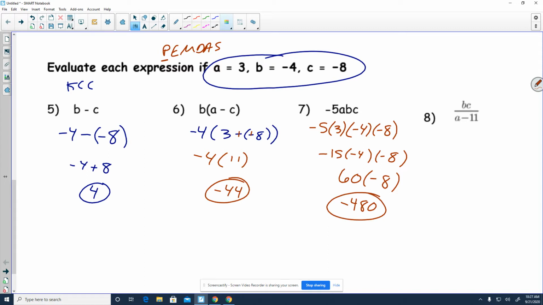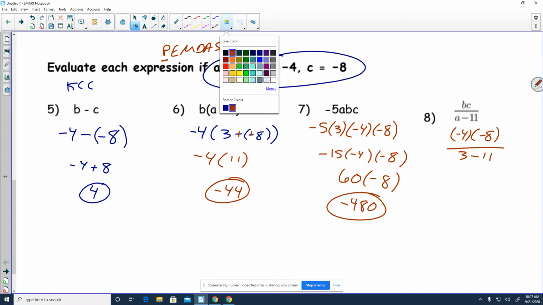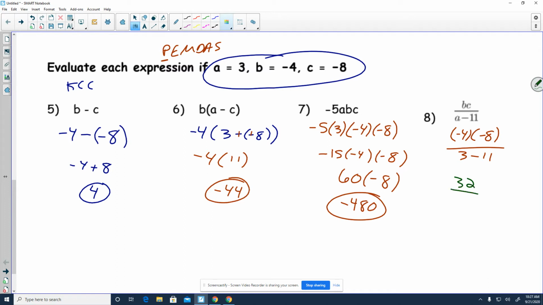Last but certainly not least, number 8, we have BC over A minus 11. So that's going to be negative 4 times negative 8 all over 3 minus 11. Remember, when we have a fraction, we evaluate the top and the bottom separately, then divide last. So negative 4 times negative 8 is positive 32. 3 minus 11 is negative 8. And 32 divided by negative 8 gives us negative 4.